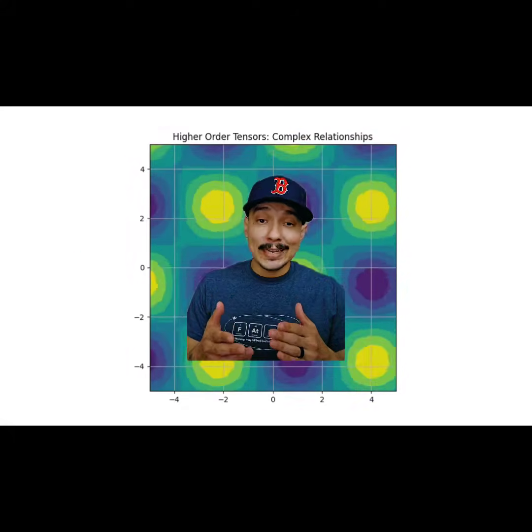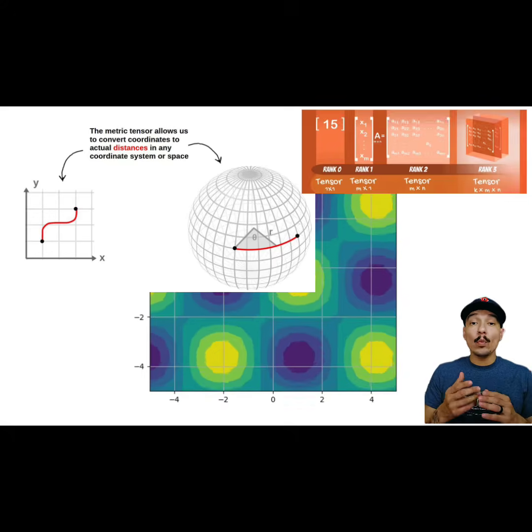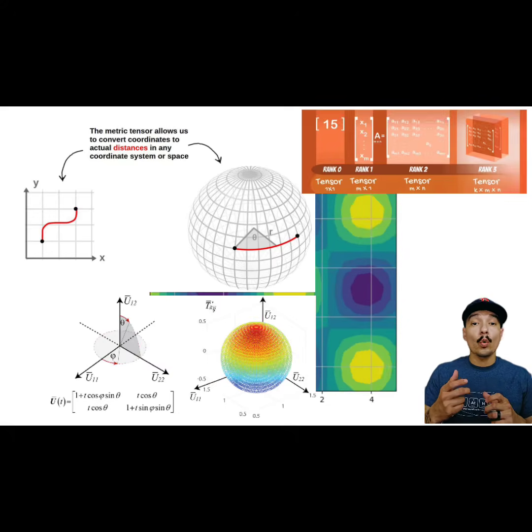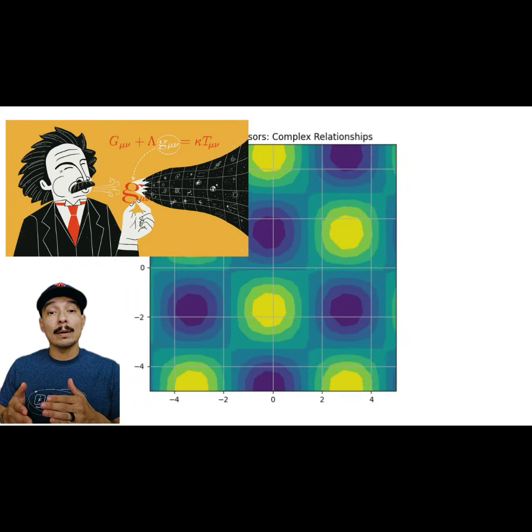The point and power of tensors lie in their ability to represent complex physical relationships in a way that remains consistent regardless of the coordinate system used to describe them. For example, in general relativity, tensors describe the geometry of space-time.